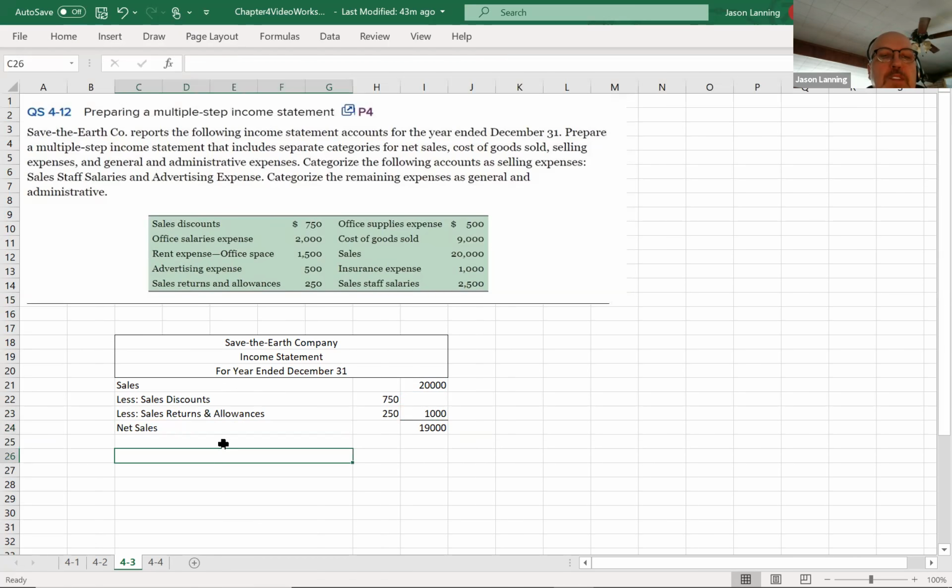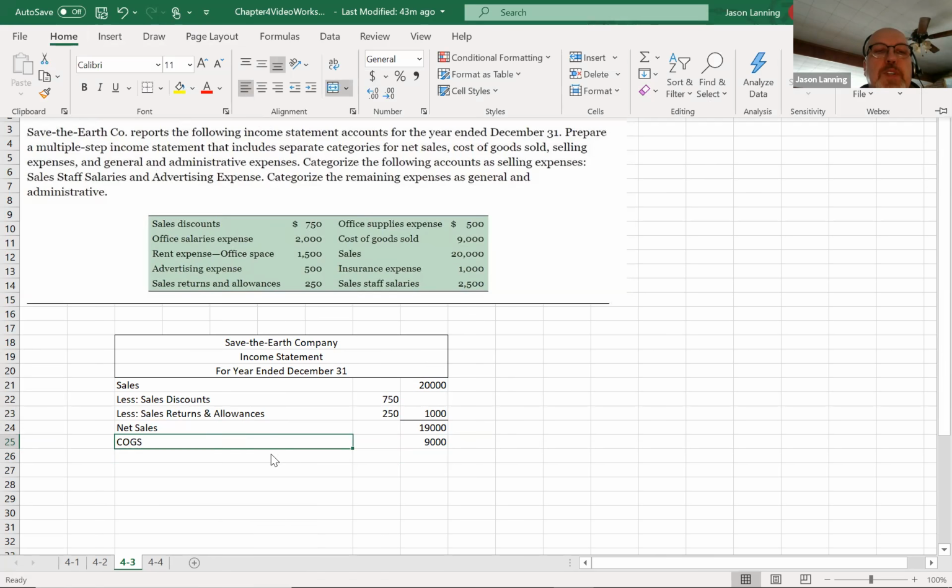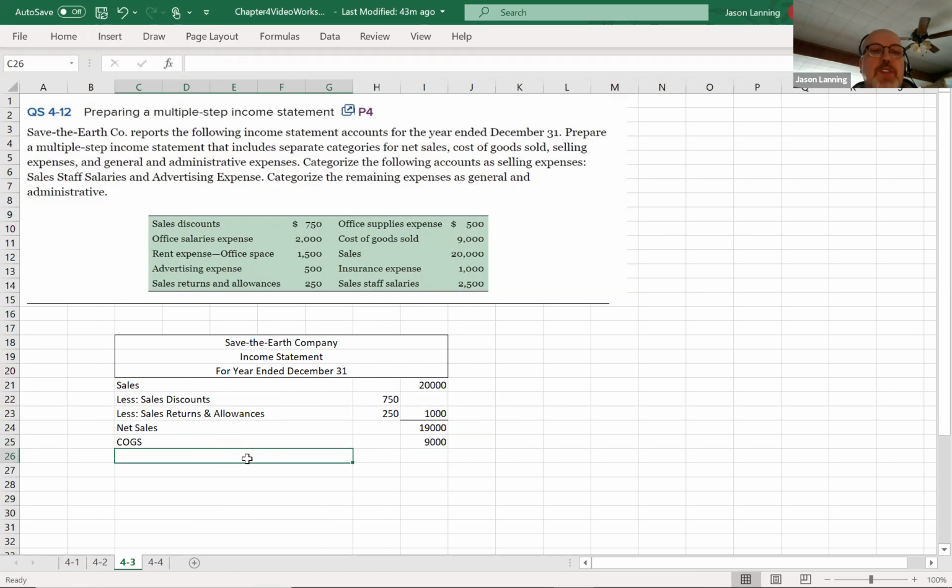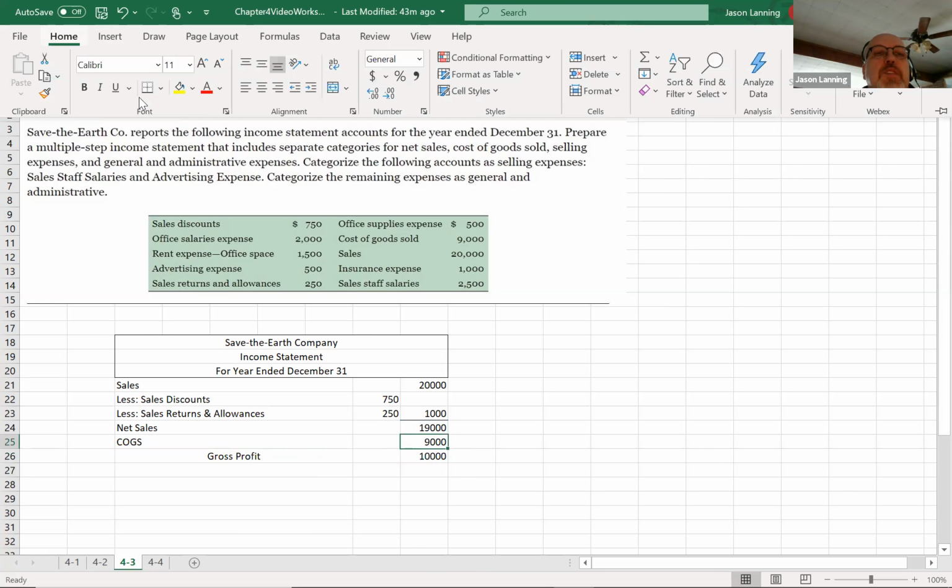So now at this point, we have to look at cost of goods sold. If we take cost of goods sold and deduct that, what we end up getting is gross profit. And our cost of goods sold are $9,000. So we'll put that there, over this way a little bit. So net sales minus cost of goods sold, again, gives us gross profit. And this would be equal to our net sales minus COGS. So we're looking at a gross profit here, let me underline this, of $10,000.